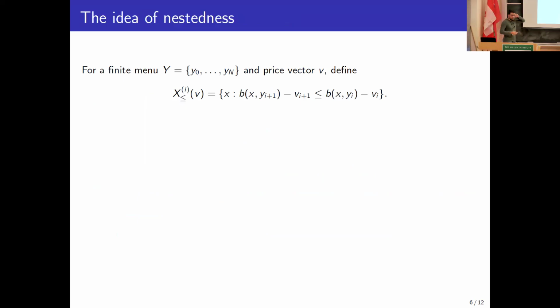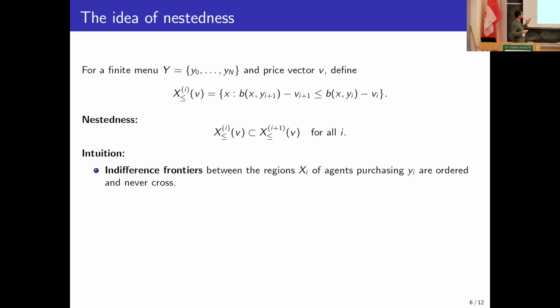So we start with a finite menu Y, and for a pricing function V, we define this region, X_i of V. It's the set of consumers that prefer product Y_i over Y_{i+1}. And we define nestedness. We say V, or Y_V, is nested if X_i of V is a subset of X_{i+1} of V.